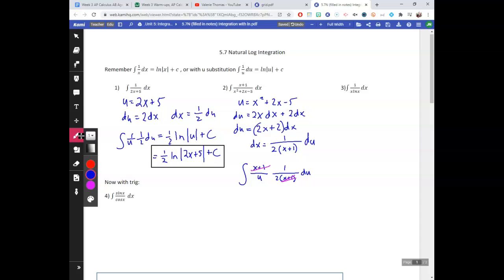And so it's just like the same as before, right? 1/2 times 1 over u inside the integral. So we're going to get 1/2, and 1 over u becomes natural log of u plus c. And of course, we want to change this to natural log of x squared plus 2x minus 5, all inside the absolute value bars, plus c.